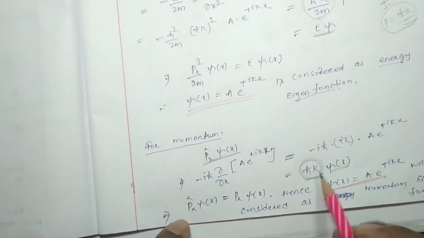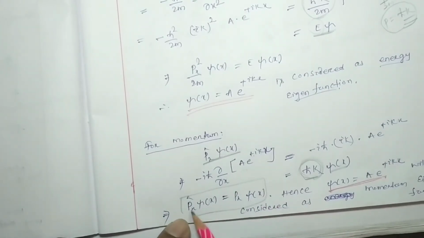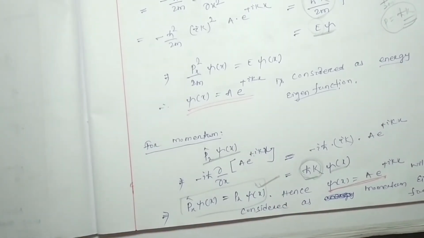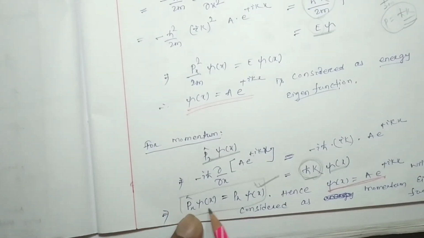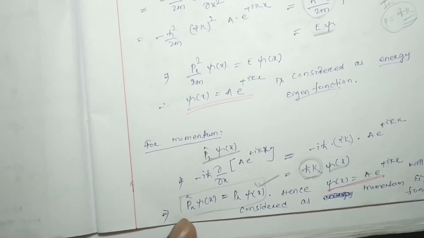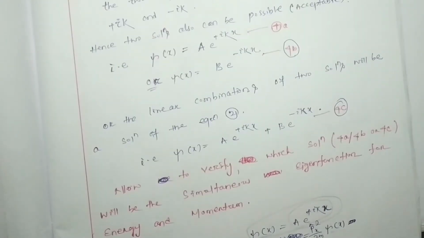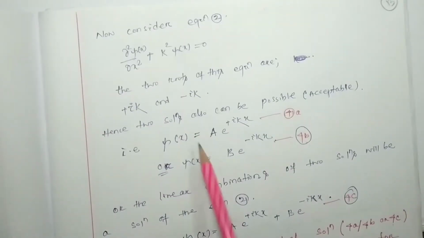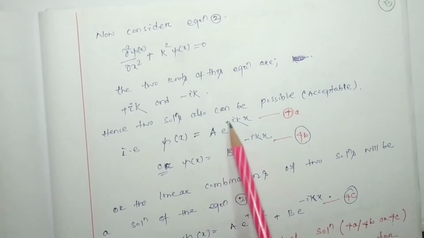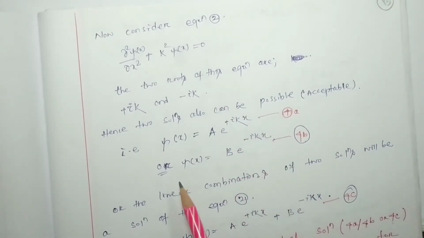So we can say that Px cap psi x is equal to Px psi x. So it satisfies the so-called eigenvalue equation. Hence this psi x, that means a e to the plus ikx, will be considered as a momentum eigenfunction. So here psi x in equation number 4a, that is a e to the plus ikx, is a simultaneous wave function for energy and momentum.